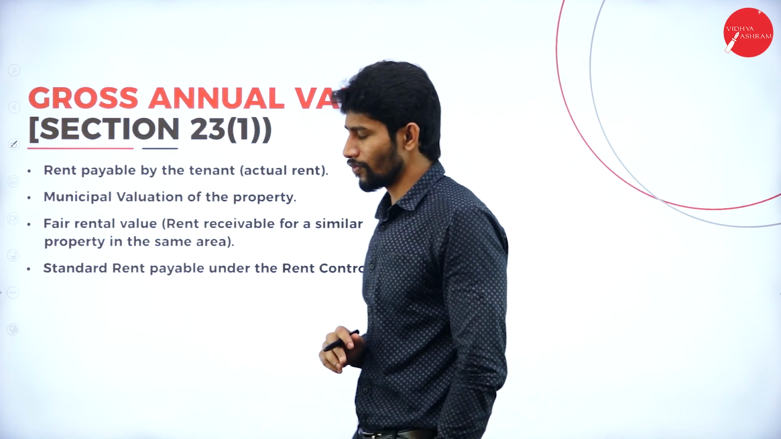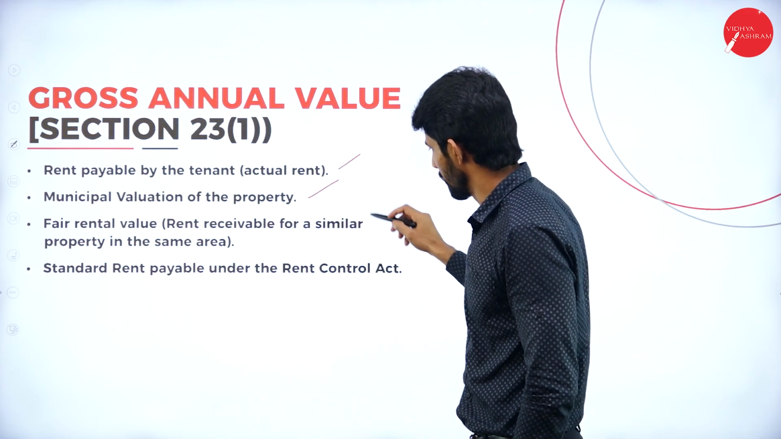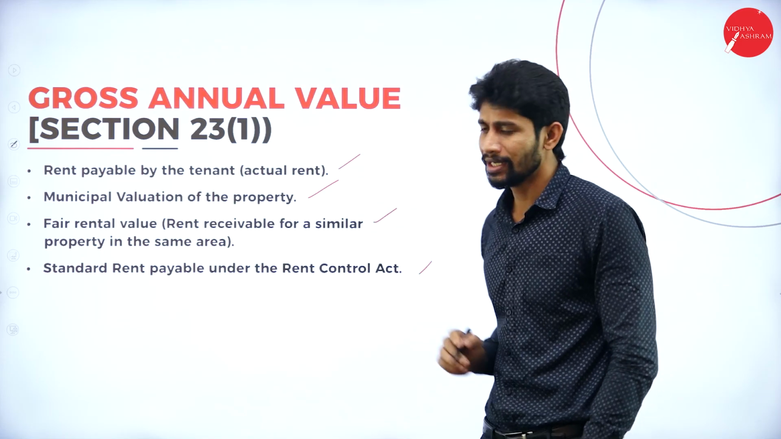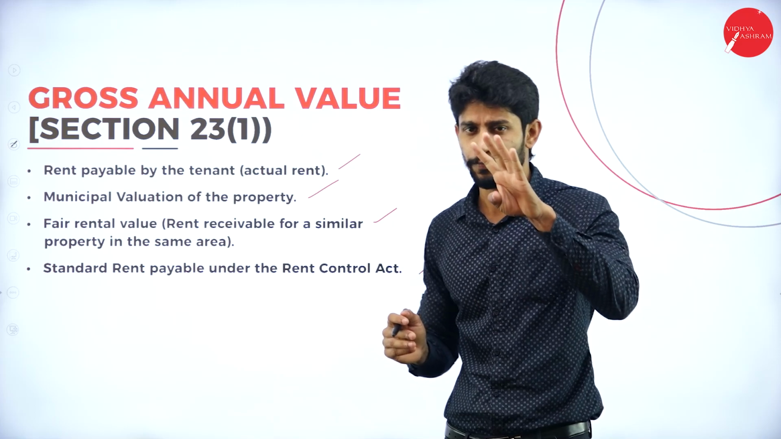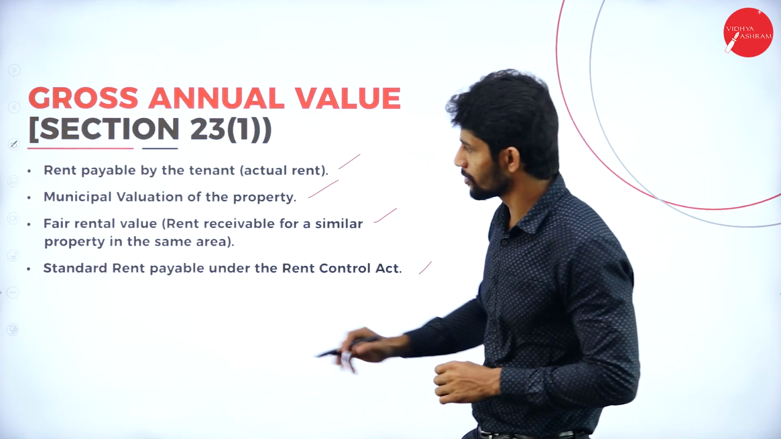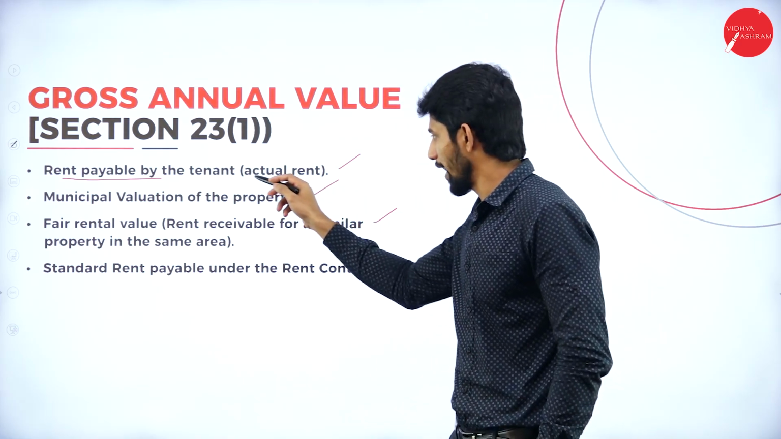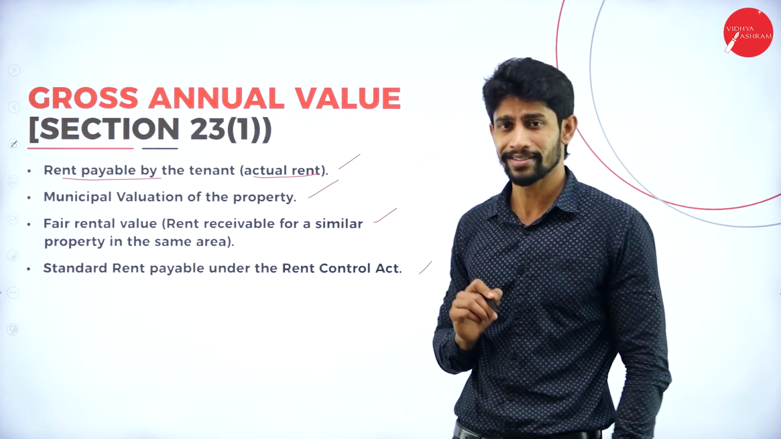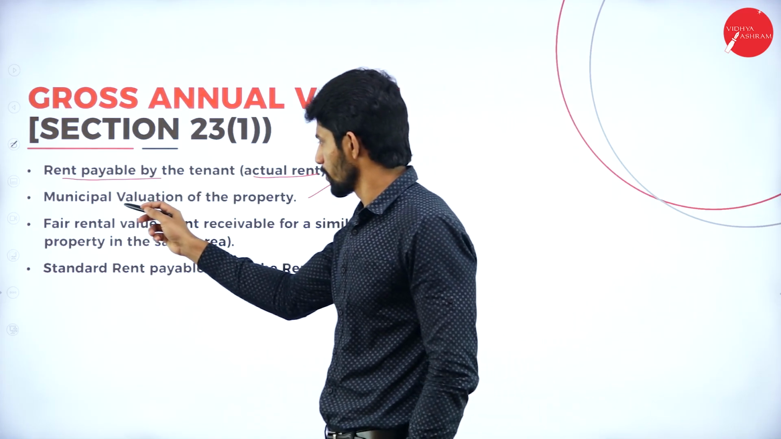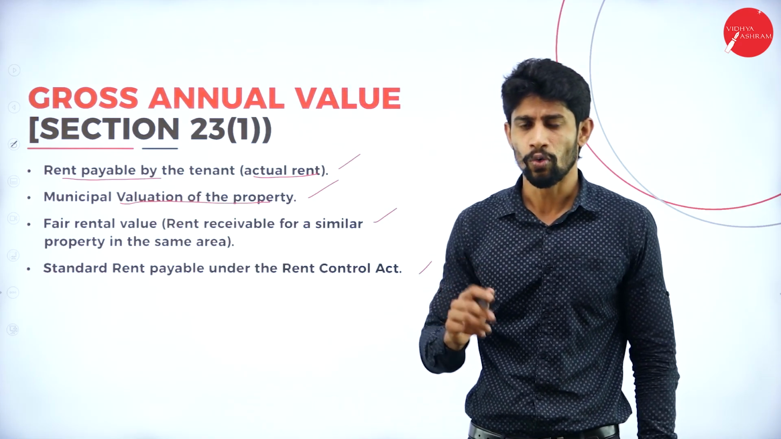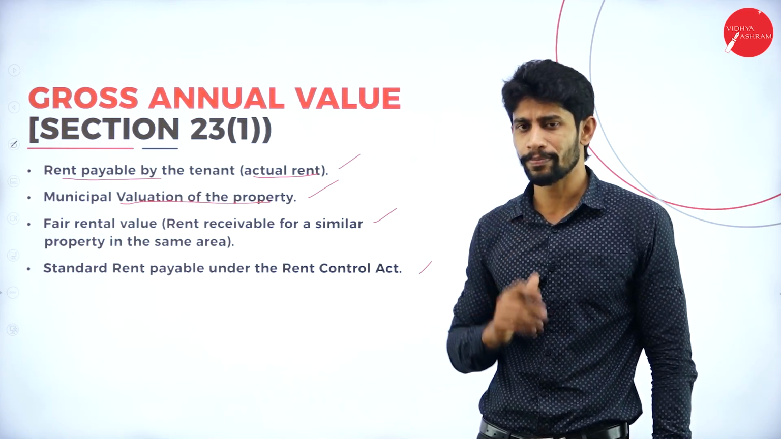So the gross annual value will be based upon these 4 components. We are going to find out the gross annual value based upon the 4 components. Which are those 4 components? That is rent payable by the tenant, that is called actual rent. Actual rent is nothing but the rent payable or paid by the tenant. Next, municipal valuation of the property. Yes, whatever the property is valued by the municipal corporation, that is called municipal value.